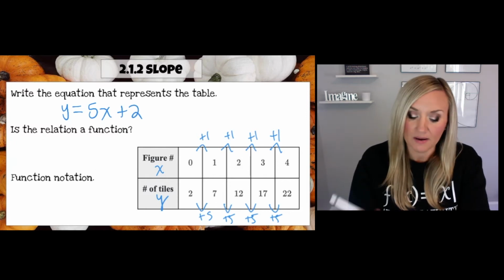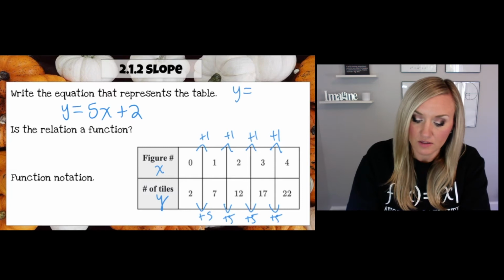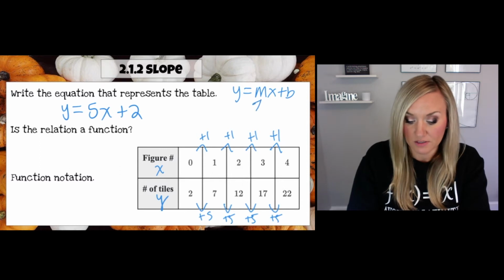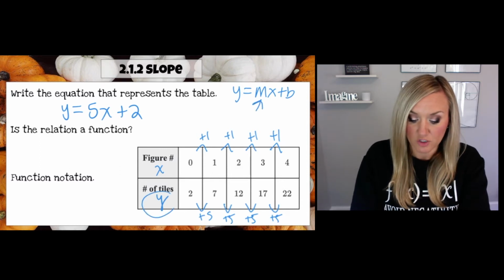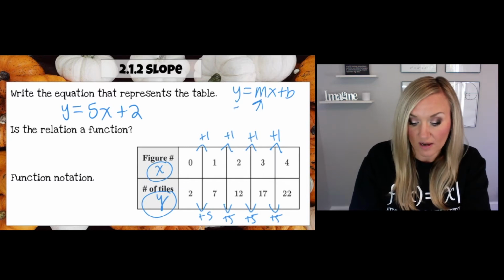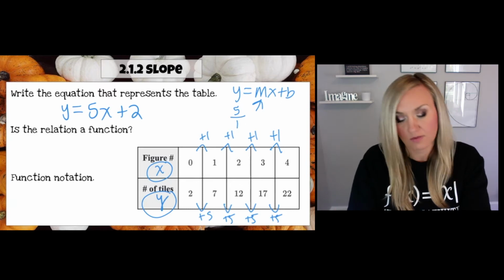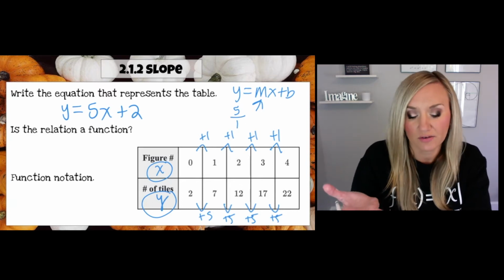And I want to talk about when we have a slope-intercept form of y equals mx plus b, that the m represents the change in y over the change in x. So the change in y is 5. It's changing each time over 1. And 5 divided by 1 is just 5.